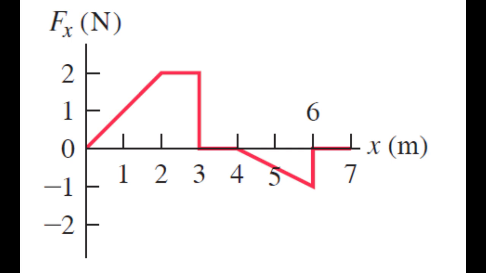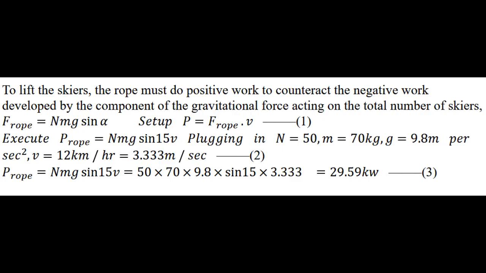Problem 9. A ski tow operates on a 15.0 degree slope of length 300 m. The rope moves at 12.0 km per hour and provides power for 50 riders at one time, with an average mass per rider of 70.0 kilograms. Estimate the power required to operate the tow. Please see the P9 solution.